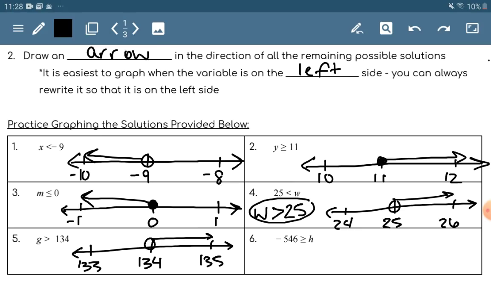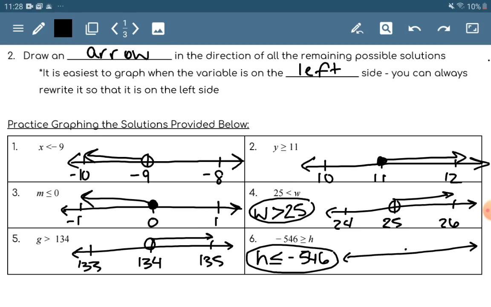Number 6 is another one where I have to rewrite it, so the variable's on the left side, so I'm going to write H first. If I am flipping the side the variable's on, I should flip my inequality symbol as well. Or I could have thought about how the pointier side was towards my variable, and it stays that way. Now this is what I'm working on graphing.